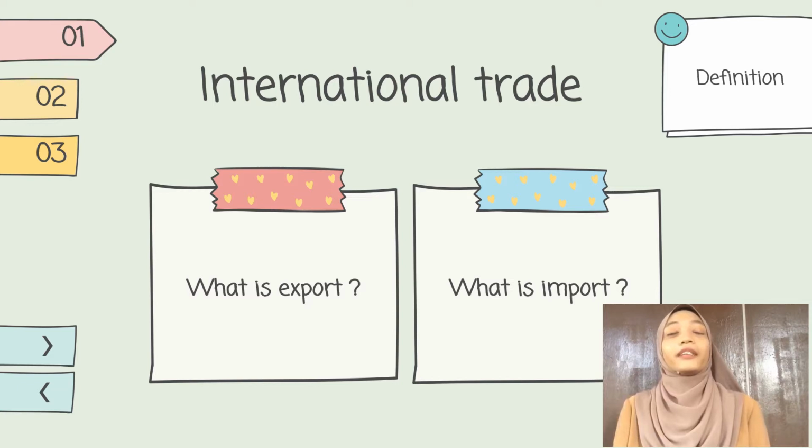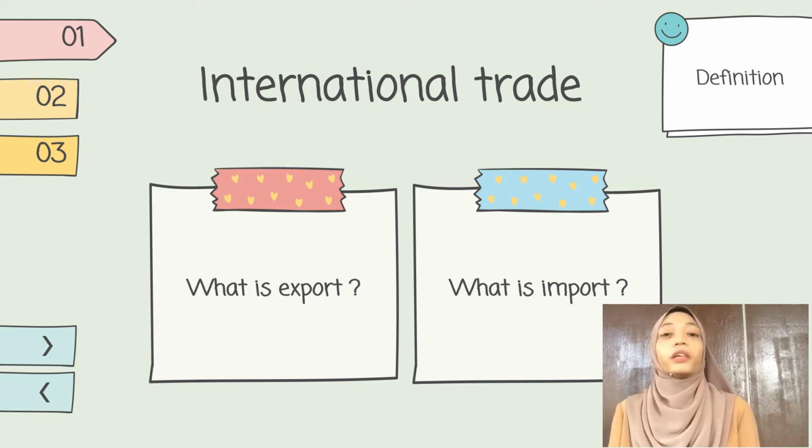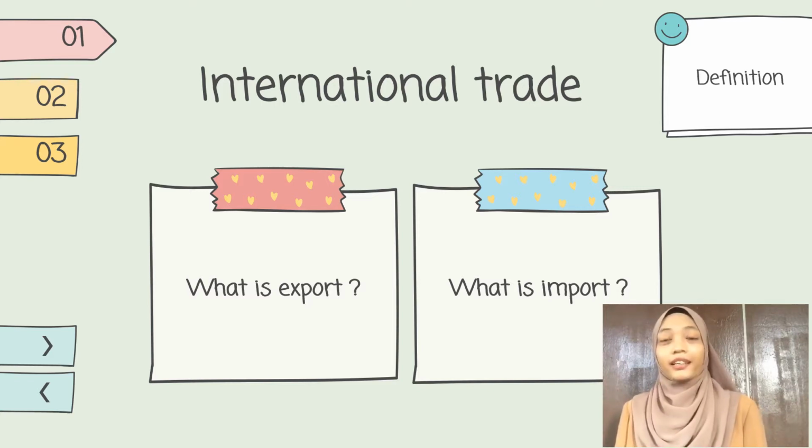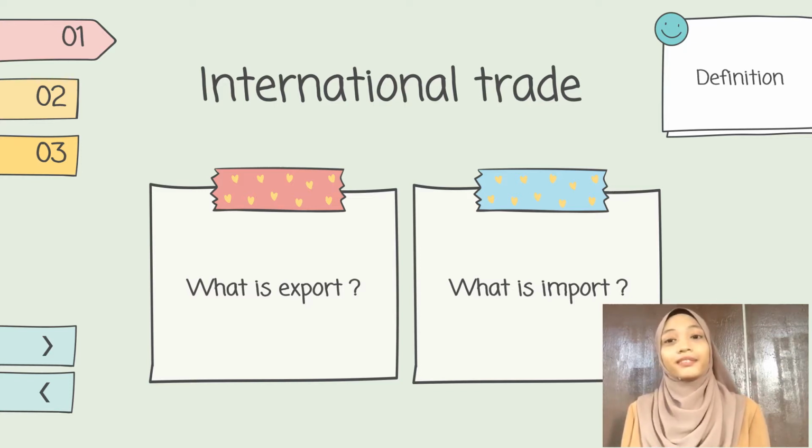So before we talk about international trade barrier, we need to know what the meaning of international trade. The definition of international trade is activity involved in exchange of goods or service between countries. The activity involved in exchange is export and import. So what is export? Export in international trade means goods or service provided or produced by one country that is sold into another country. And import is goods or service brought from another country.